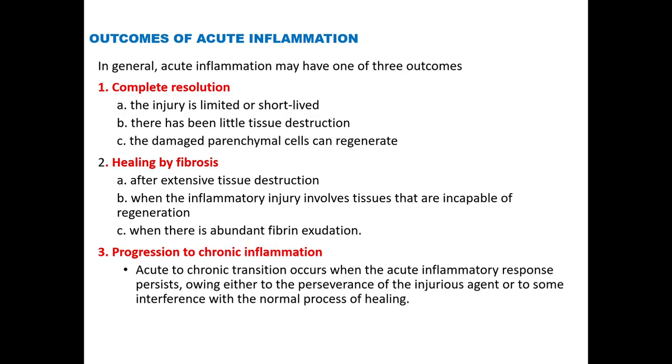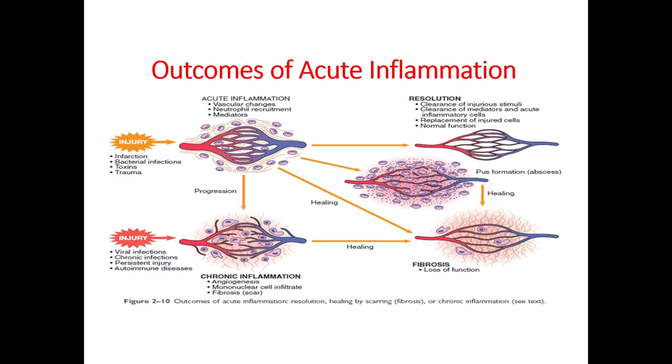The third outcome is progression to chronic inflammation. The acute to chronic transition occurs when the acute inflammatory response persists for a long time, either due to persistence of the injurious agent, where the injurious agent remains present, or due to some interference with the normal process of healing. For example, deprivation of nutrients and blood supply, for example in a diabetic patient. So acute inflammation can transform into chronic inflammation. This figure shows the outcome of acute inflammation.